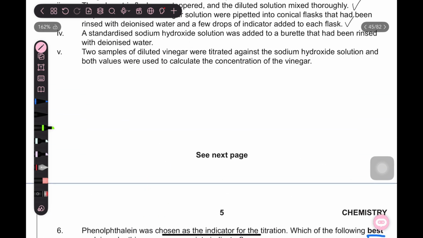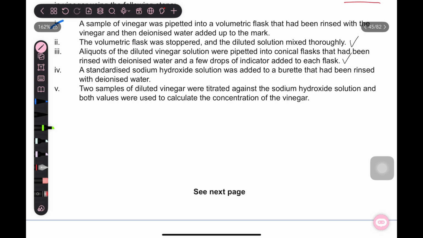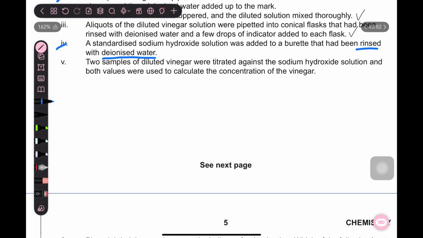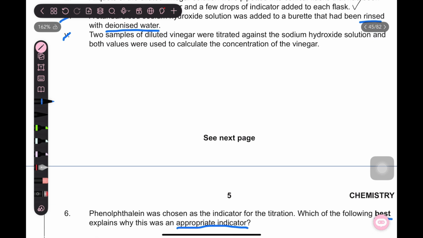And for the purpose of this video, I will quickly explain why 4 and 5 are also incorrect. When we're adding the standard sodium hydroxide solution to the burette, we do not want to rinse it with deionized water. We should be rinsing it with the substance that we're delivering. And then for part 5, actually, we will cover that in the next part of the question.